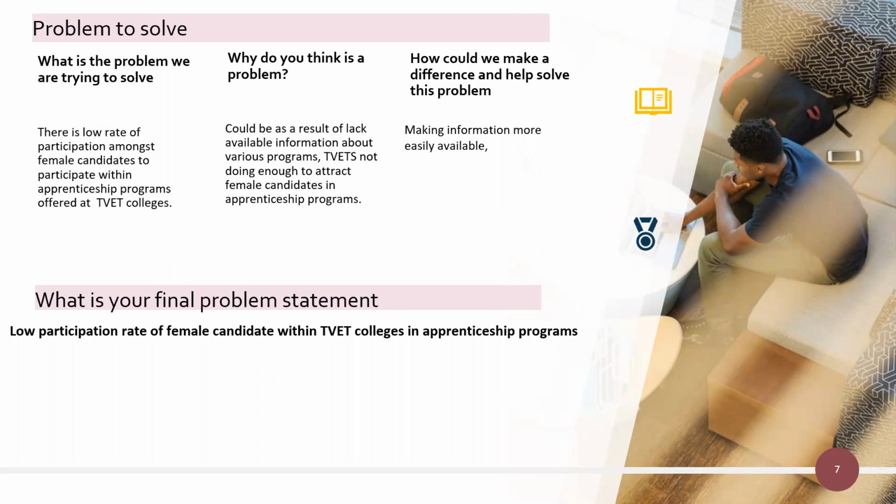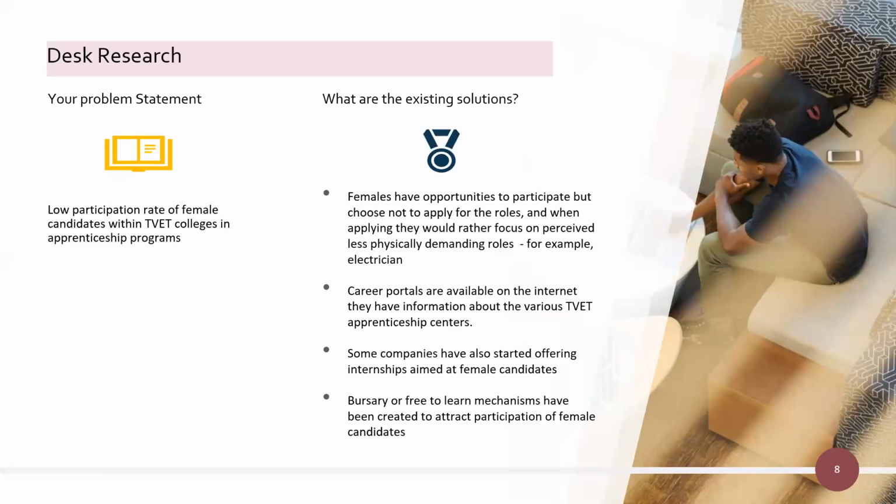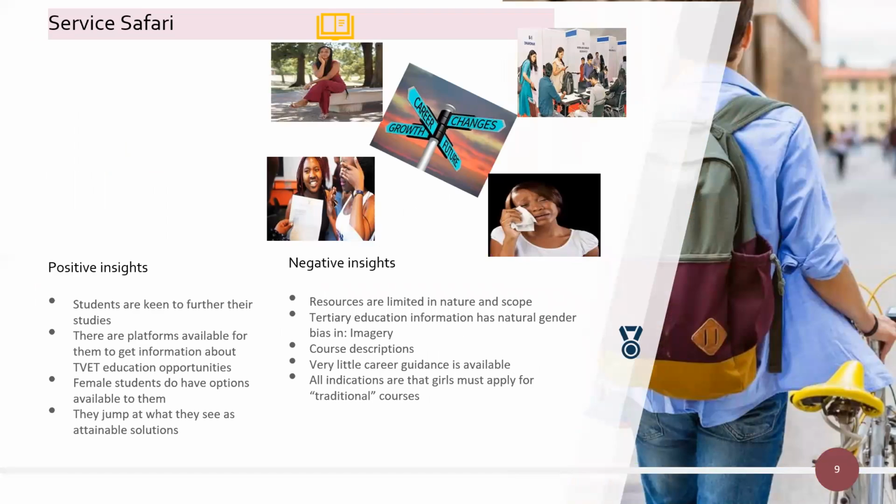To confirm our problem statement, we then undertook a desktop research. We found that existing solutions include career portals, internships, as well as bursaries aimed at females. Once we got these insights, we then moved over to a service safari. Some of the positive insights of the service safari is that female students are indeed keen to further their studies. However, they do not have the guidance and the information that they need in order to actually make career choices in the engineering field.